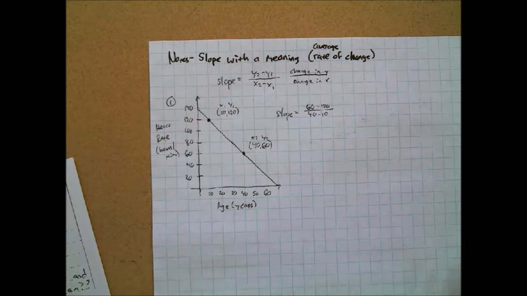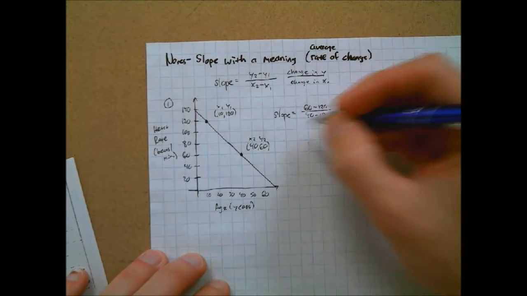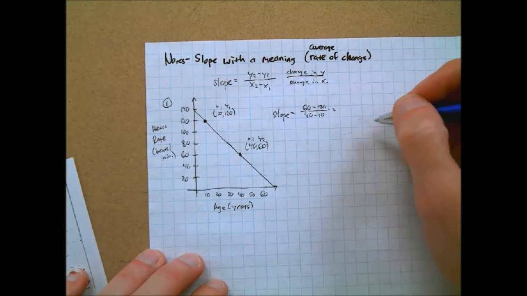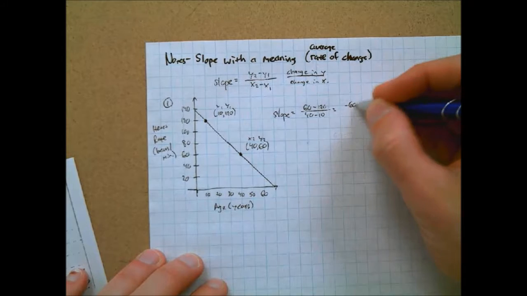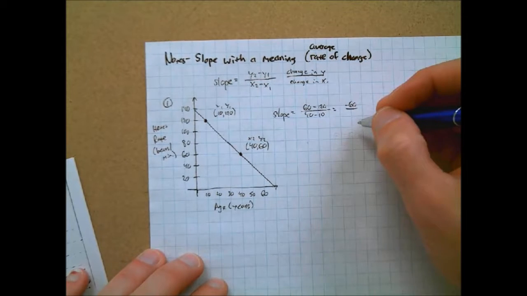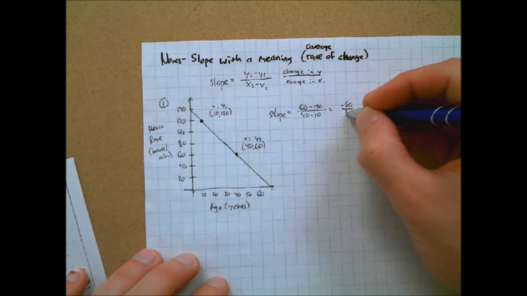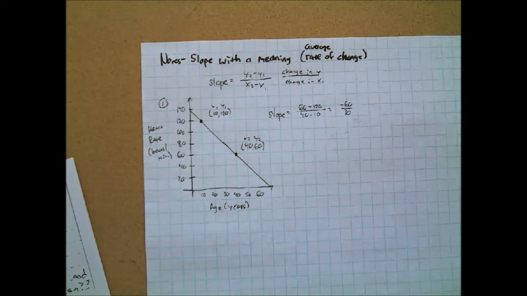60 minus 120, what does that equal? Negative 60. 40 minus 10? 30. Okay? At this point, we found the slope. And we could stop here and say what the slope means. What would be the label for the numerator? What units would that numerator be in? Negative 60 what?